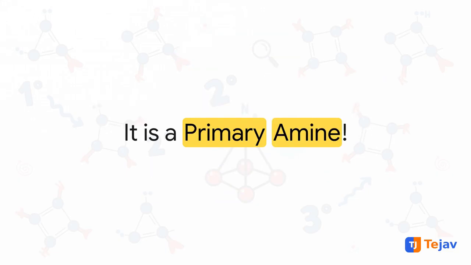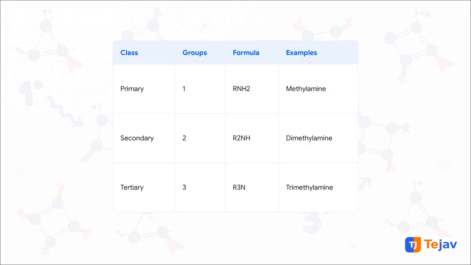Okay, did you get it? You guessed it, it's a primary amine. And why is that? Because only one single hydrogen atom was replaced by a carbon group. It is all about counting those direct connections. Check out this complete breakdown of primary, secondary, and tertiary amines mapped directly to their formulas and examples.